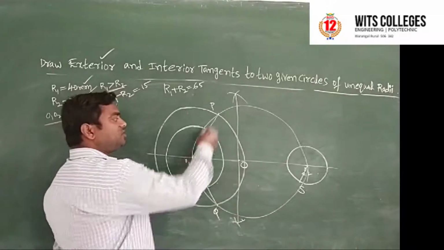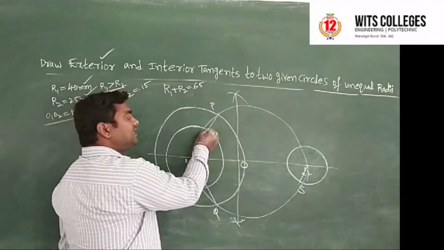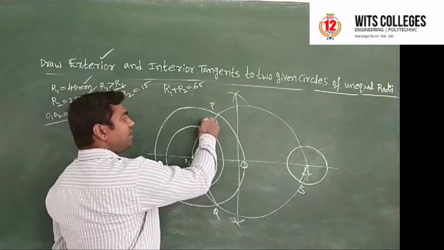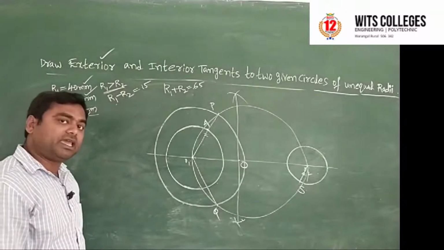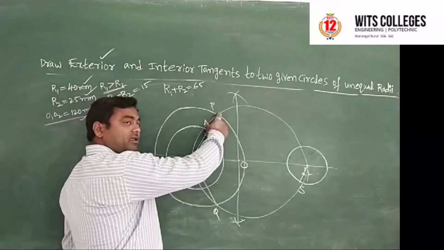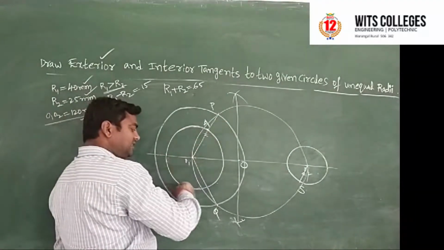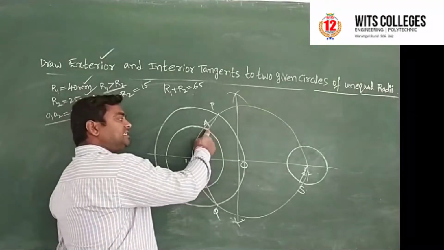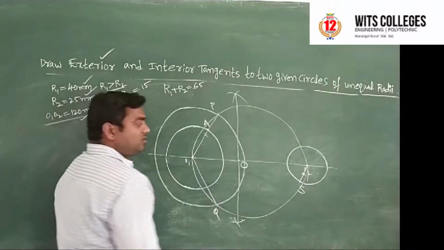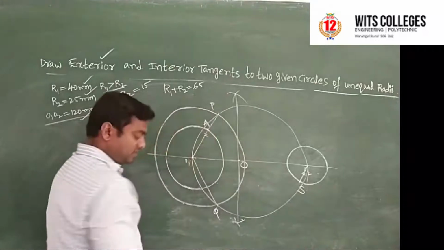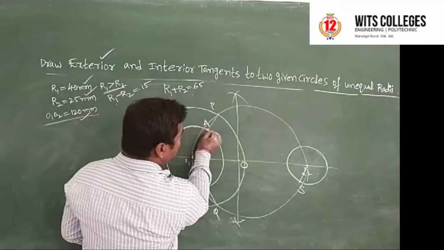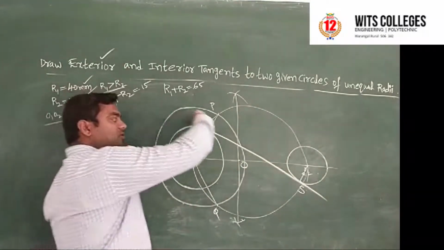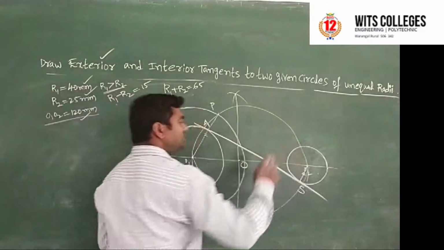And one more thing, before that: after joining O1 and P, wherever it intersects the original given circle, mark that point. Let us say this is A. While joining O1 and P, it is going to intersect the original given circle, the 40 mm circle, for which you need to draw the tangent. Now join this A and S point. That is going to be the required interior common tangent to these two unequal circles. It is going to go like this. So this is the common tangent to these two circles.